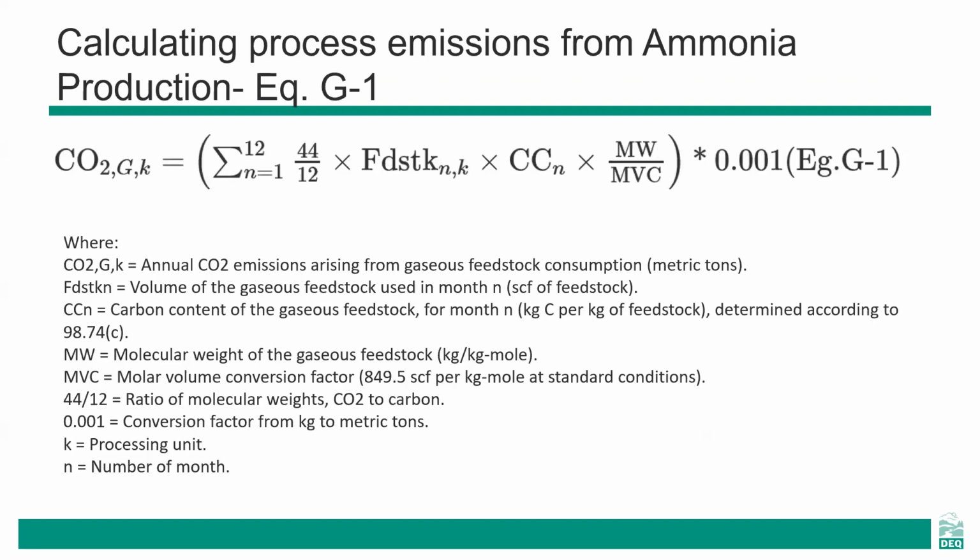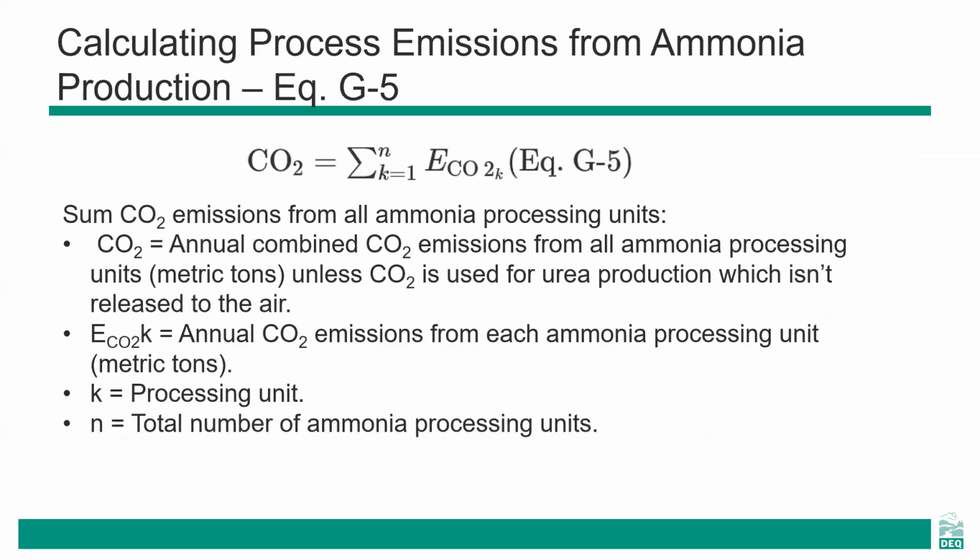This slide shows equation G1, which provides a clear formula for calculating annual CO2 emissions from gaseous feedstock, along with explanations of each variable involved in the calculation. Here we can review equation G5, which provides a concise formula and explanation for calculating the annual combined CO2 emissions from multiple ammonia processing units.